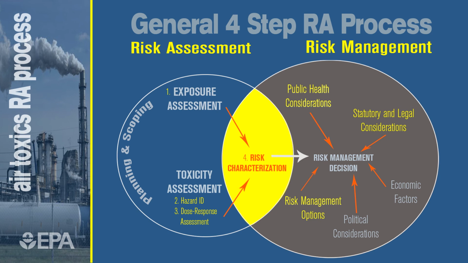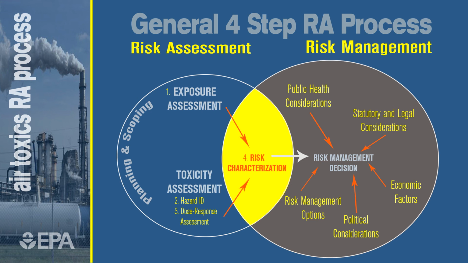Also, of course, on the table is risk management options. What are the options to reduce the emissions, therefore reducing the risks? Economic factors, how much do those options cost? And then, of course, with every decision, there are political considerations. So you can see that there's a lot of information that goes into making the risk management decision in addition to the risk characterization.